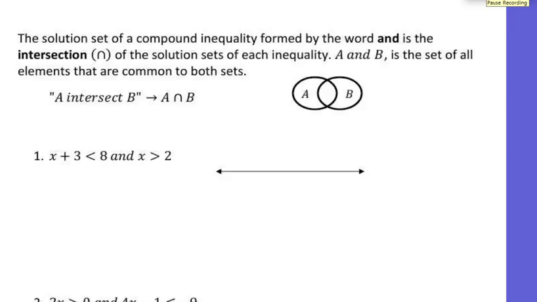First, the intersection. The solution set of a compound inequality formed by the word "and" is the intersection, again with that upside down U, of the solution sets of each inequality. A and B, set A and B, is the set of all elements that are common to both. We'll read A intersect B when it's written in this symbol. What that means using this Venn diagram is the things that are common to both, and that is found in the center or overlapping situation.